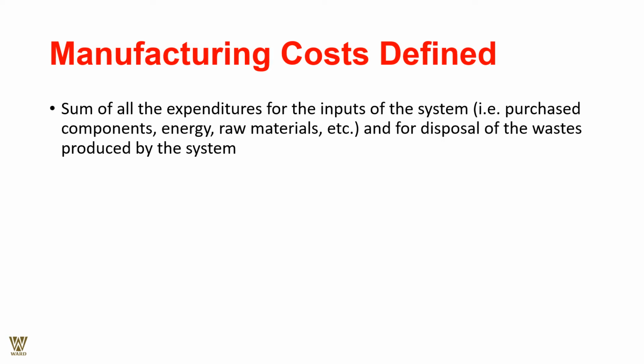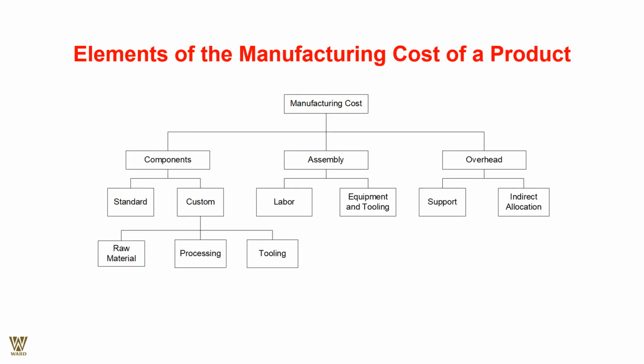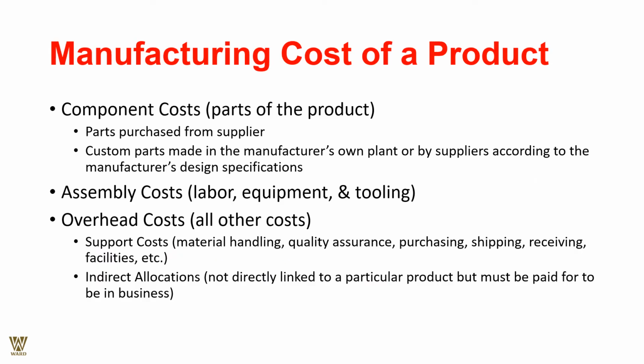So these are the manufacturing costs that need to be taken into account. Remember, the waste that we are producing has to be disposed of responsibly, and whatever the cost involved in disposing of it is to be accounted for. So, elements of manufacturing cost: in terms of component, we have standard and custom raw material processing tooling. In terms of assembly, we have labor, equipment and tooling, and in terms of overhead, we have support and indirect allocation, as the case might be.